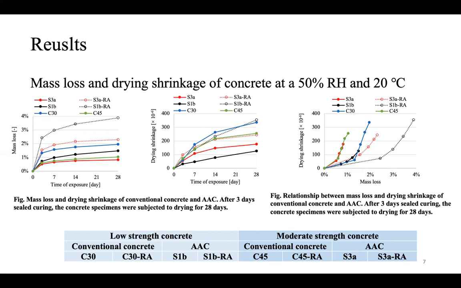From the second figure, we can also see that the incorporation of recycled aggregates in alkali-activated concrete increased the drying shrinkage. One reason can be that the recycled aggregates increased the total paste content in concrete. For conventional concrete, low-strength concrete had a higher drying shrinkage than moderate-strength concrete. On the contrary, for alkali-activated concrete, low-strength concrete had a lower drying shrinkage.